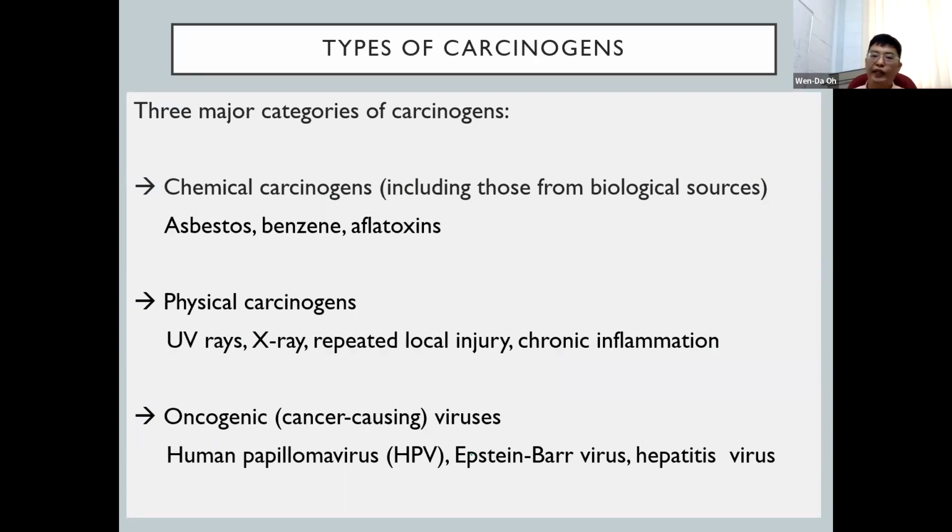Okay, we have three categories. The chemical carcinogens, okay. Those are things like aflatoxin, benzene, asbestos, right? And then we have physical carcinogens, like UV rays, X-rays, gamma rays, right? All those high energy radiations, which can induce change in your DNA. And then you have oncogenic viruses, which means cancer-causing viruses, like HPV, right? This HPV is very, very problematic, right?